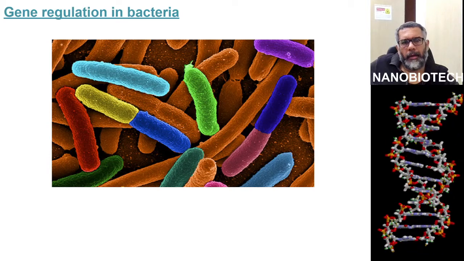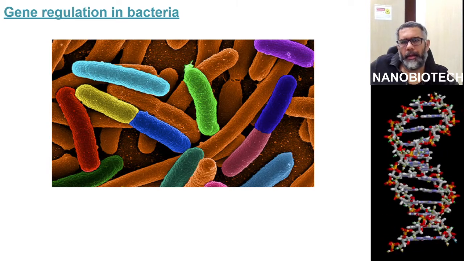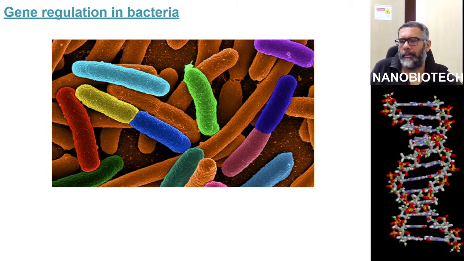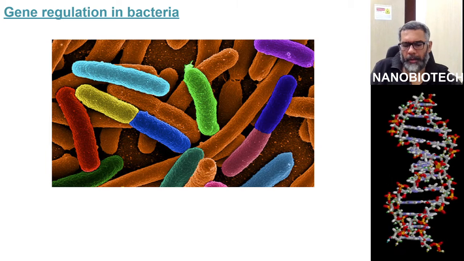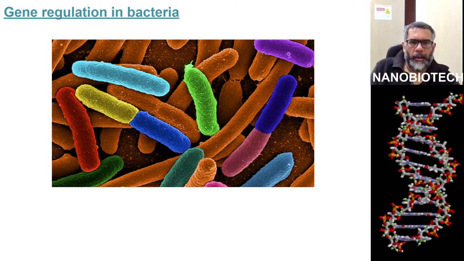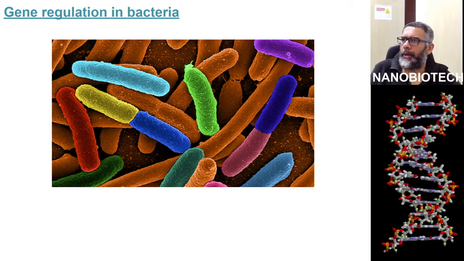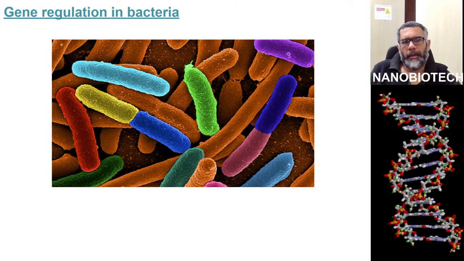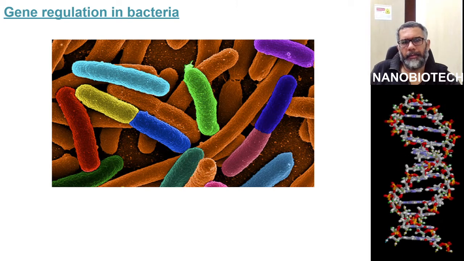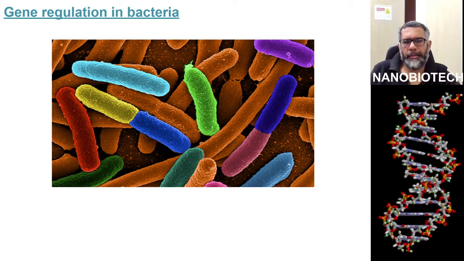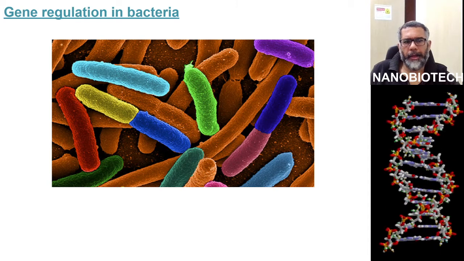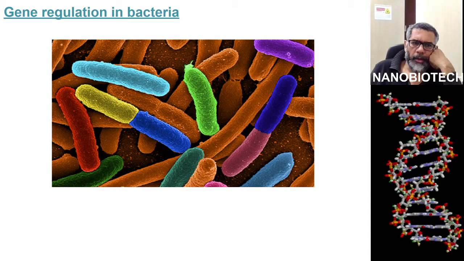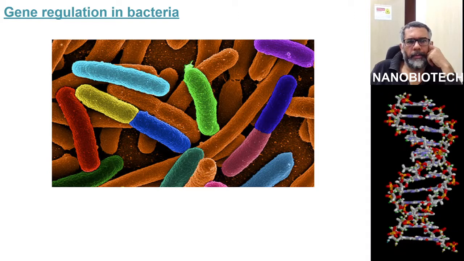So I will talk about gene regulation in prokaryotes, for example bacteria, and in eukaryotes. Let me start with the regulation in bacteria. We tend to think of bacteria as simple, but even the simplest bacterium has complex tasks when it comes to gene regulation. So gene regulation is not a simple thing.